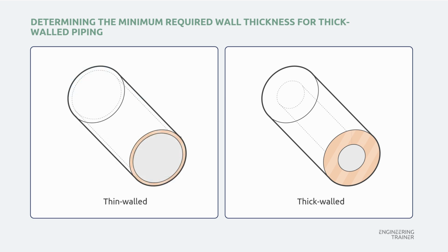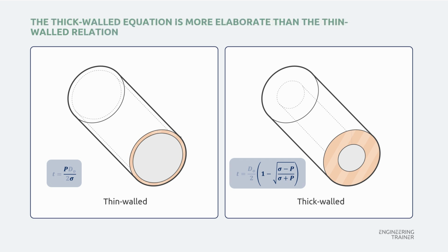Let's take a moment to quickly compare the equations for thin-walled and thick-walled piping. We see that both definitions have a factor of outer diameter over 2. The major difference between the two equations is the pressure and stress term. For thin-walled piping, this is a simple pressure over design stress. However, for the thick-walled equation, this is a more elaborate term, and we have seen this before. This term arises because the stress distribution through the wall is taken into consideration.